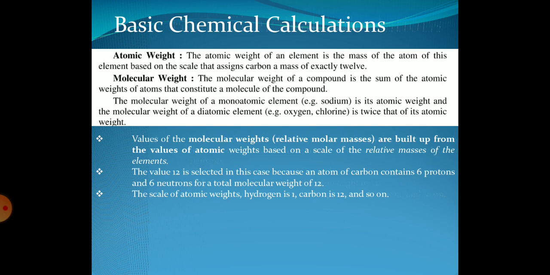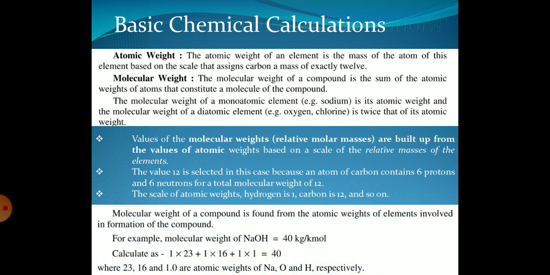The value 12 is selected in this case because an atom of carbon contains 6 protons and 6 neutrons for a total weight of 12 for carbon. So, on the scale of atomic weight, hydrogen is 1, carbon is 12, and so on. In this way, we can find out the molecular weight of a compound from the atomic weight of elements involved in the formation of that compound.